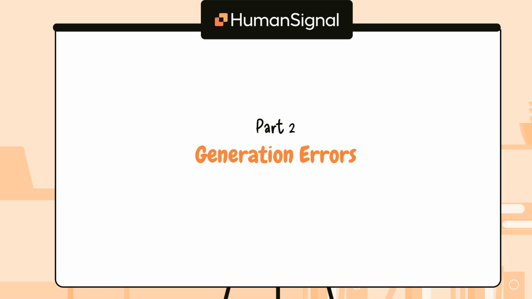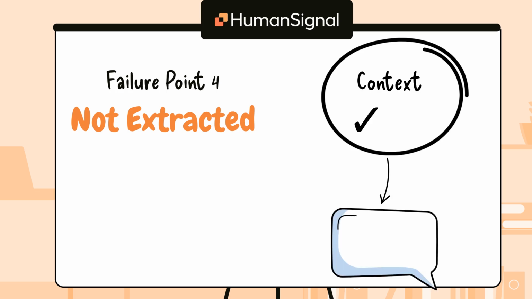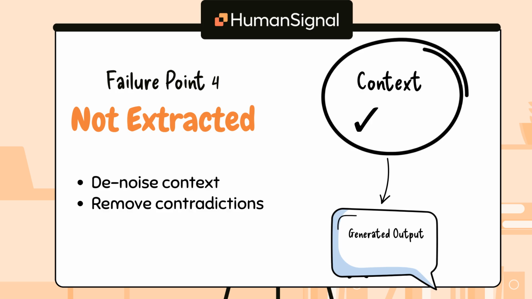The rest of the failure points are generation errors, or errors with the LLM itself. Failure point 4 is sort of a transition error, not extracted. This means that the answer was in the context, but the LLM missed it for one reason or another. Usually, this can be fixed by denoising the context and removing contradicting information from the knowledge base.